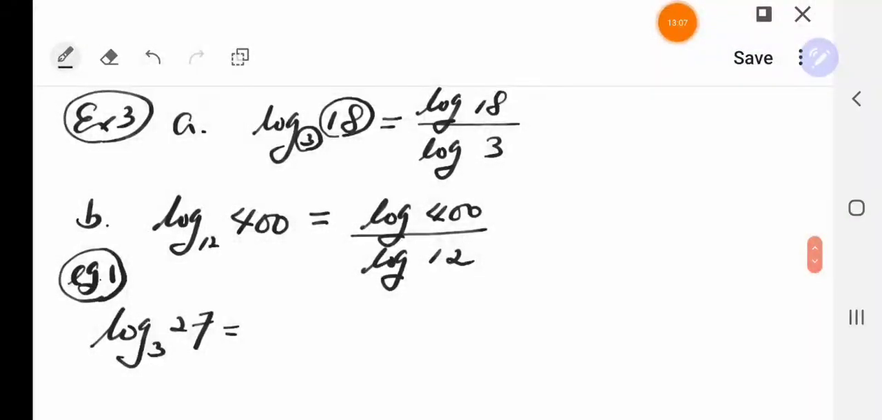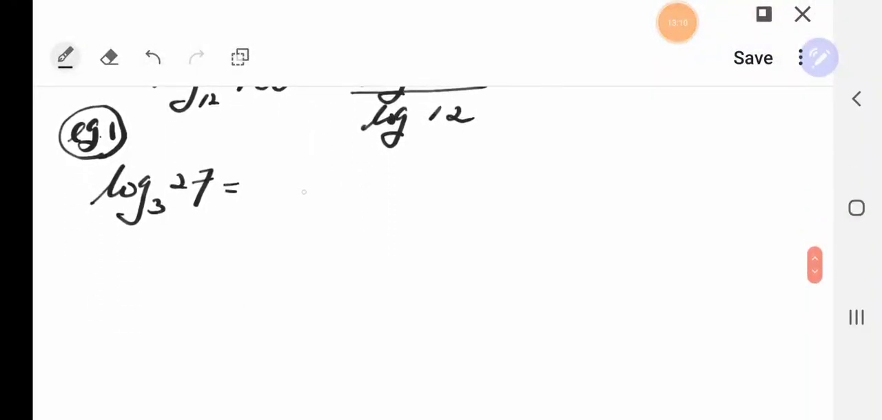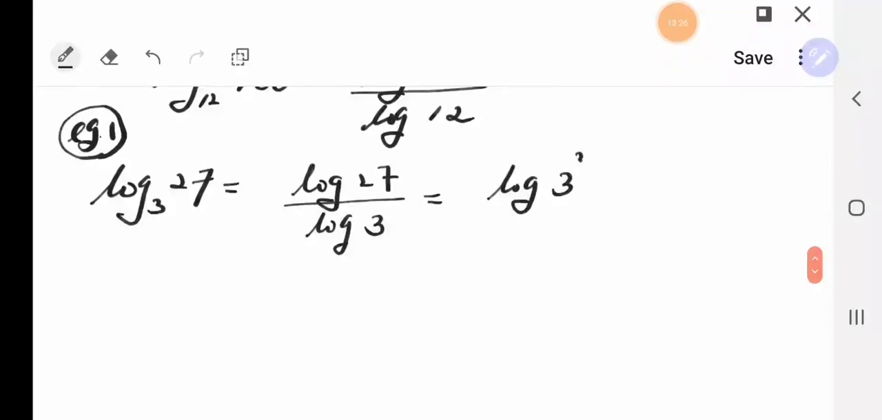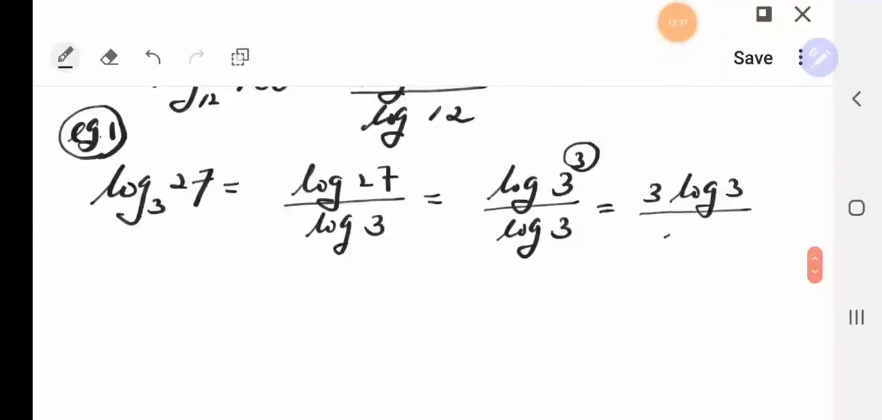Okay, this time let's try this example. This is equal to the logarithm of 27. 27 goes to the numerator. The base 3 goes to the denominator. So logarithm of 3. And we know that 27 is 3 cubed. So we can write it as log of 3 cubed over log of 3. And this power exponent 3 moves to the front. So 3 log of 3 over log of 3. And from here, log of 3, they are the same, so we can cancel out. The result is 3.